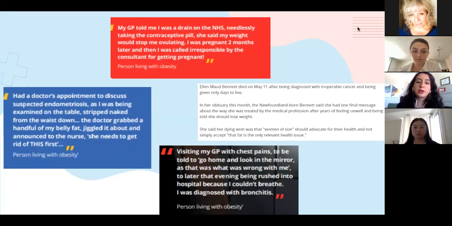She actually used her obituary to give one final message about the way she was treated by the medical profession, and said her dying wish was that women of size should advocate for their health and not simply accept that fat is the only relevant health issue.